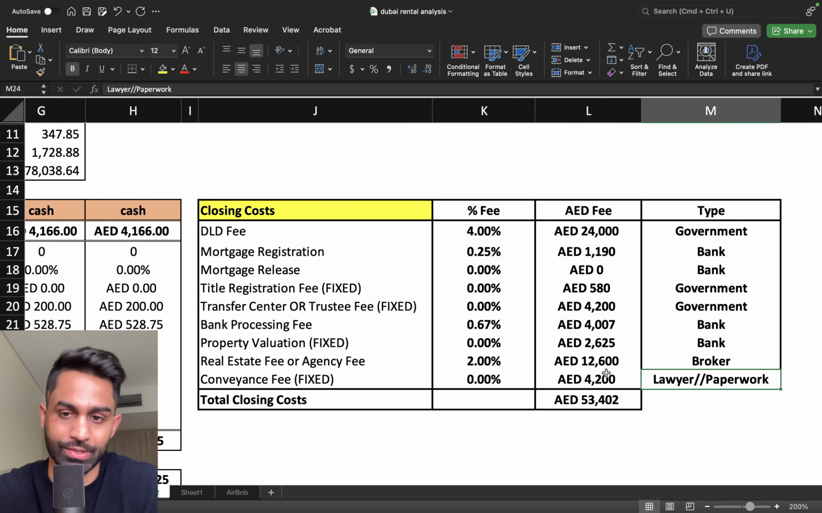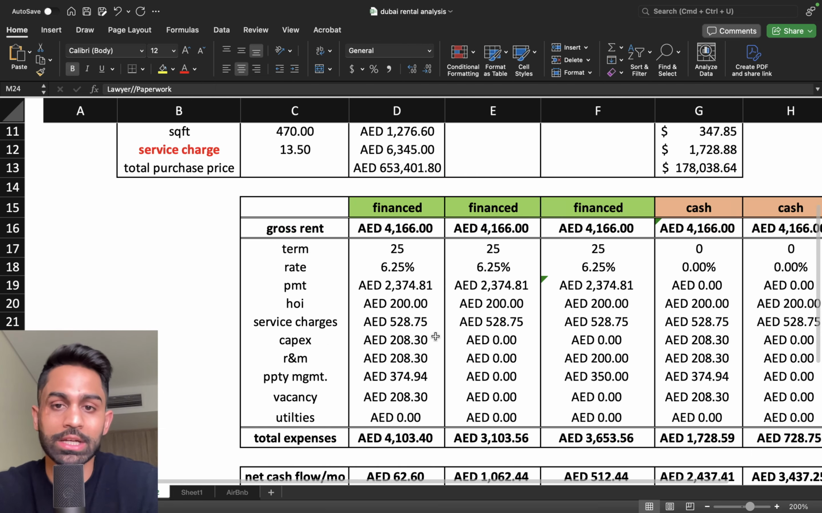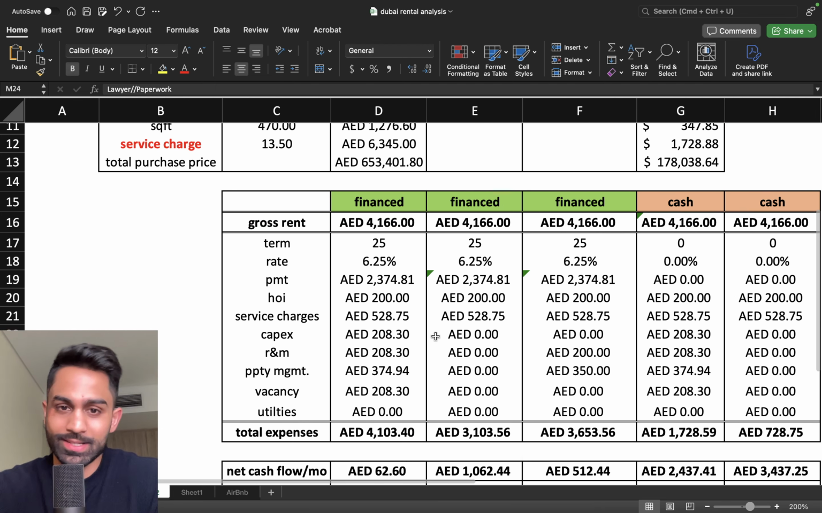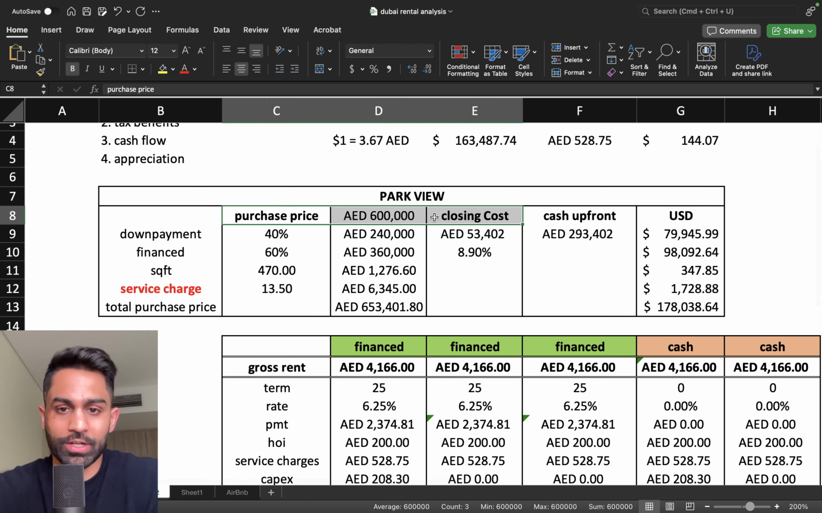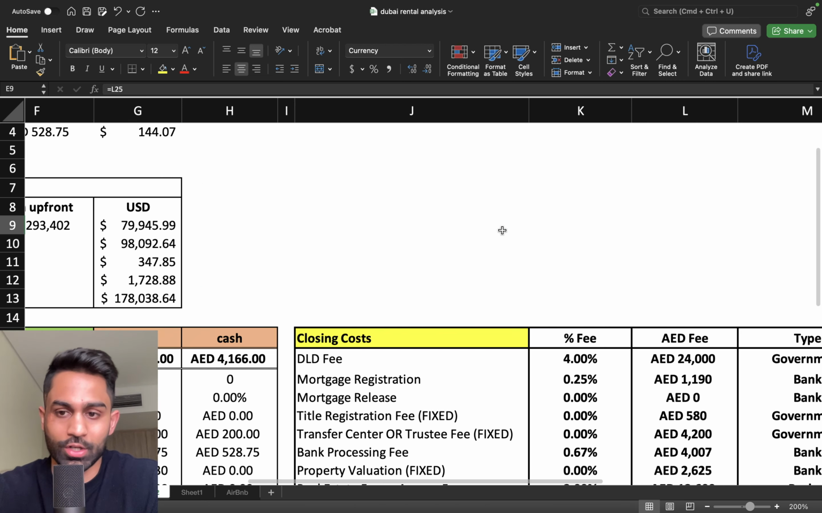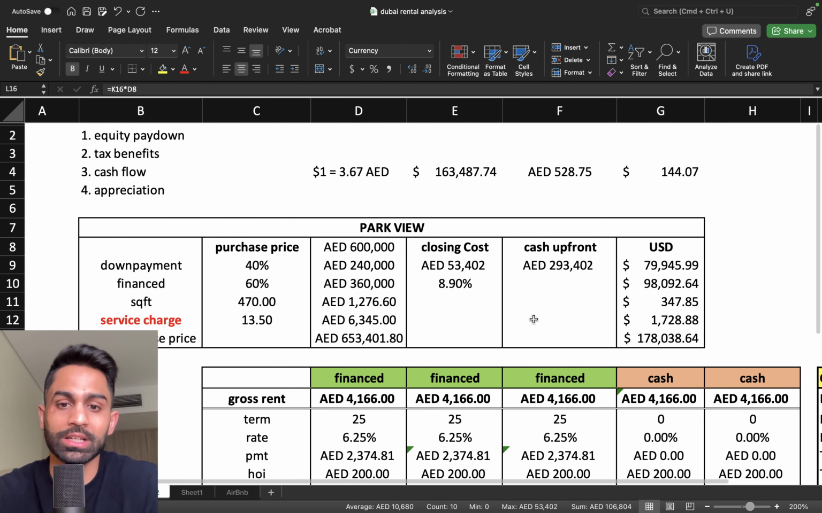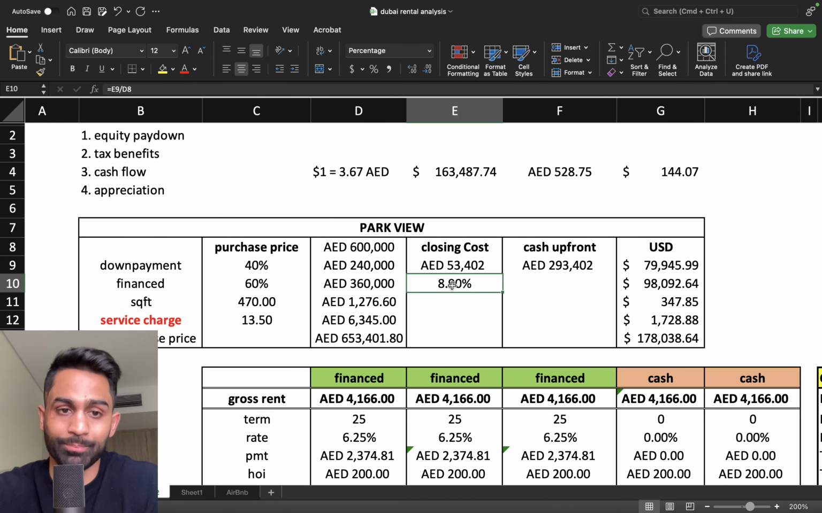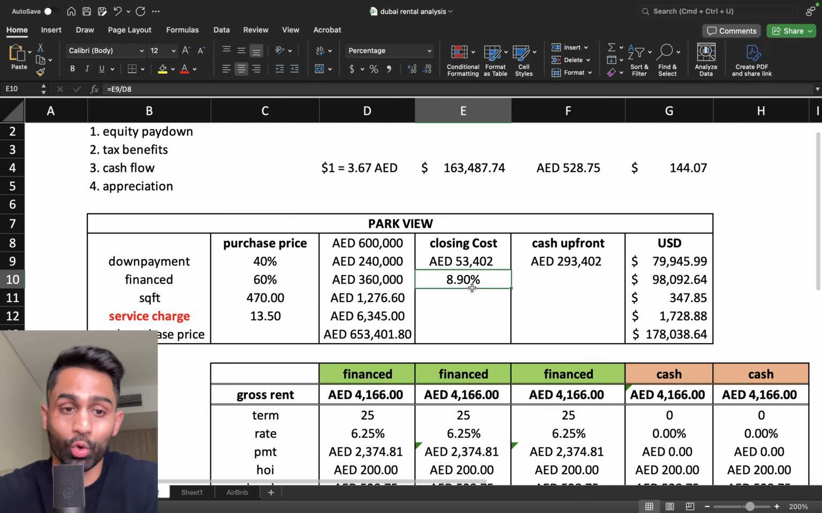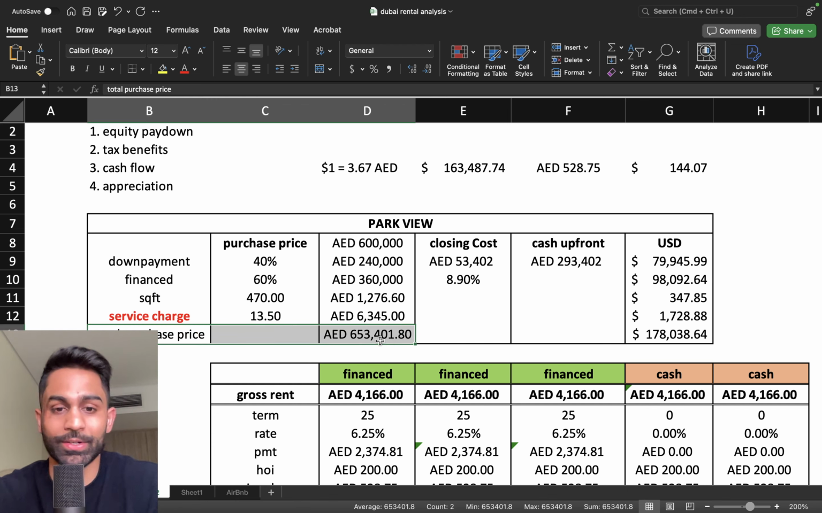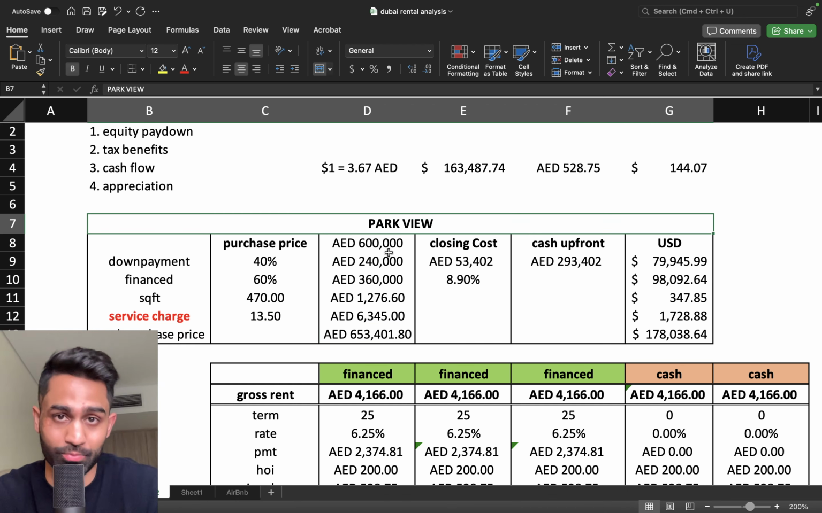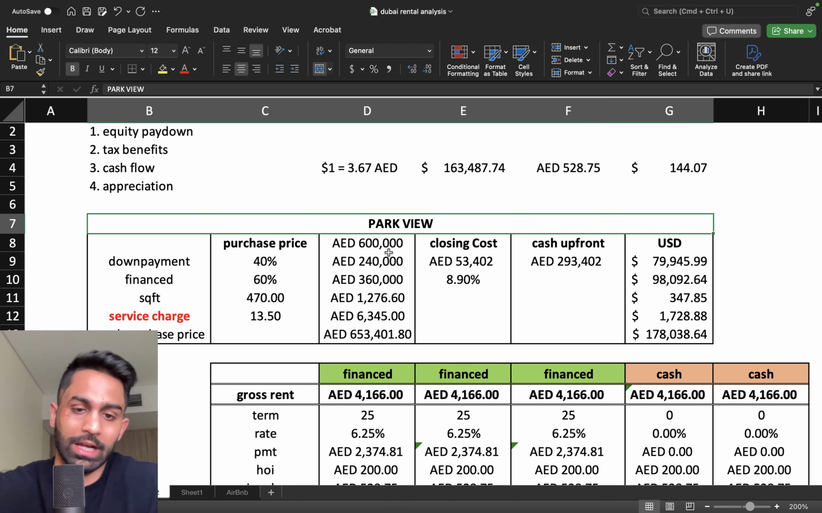But that again is the lawyer and the paperwork, and you've got to make sure that the clauses are in place, and the whole transaction is being overseen. Now we come to the fun stuff, right? You've got the purchase price, you've got the closing cost, which is the sum of all these different fees broken down by government and the bank, and that's going to be almost 9% of the overall purchase price. So your total purchase price comes to around $653,000 for this particular property, Parkview, which I'm going to show you in another video.